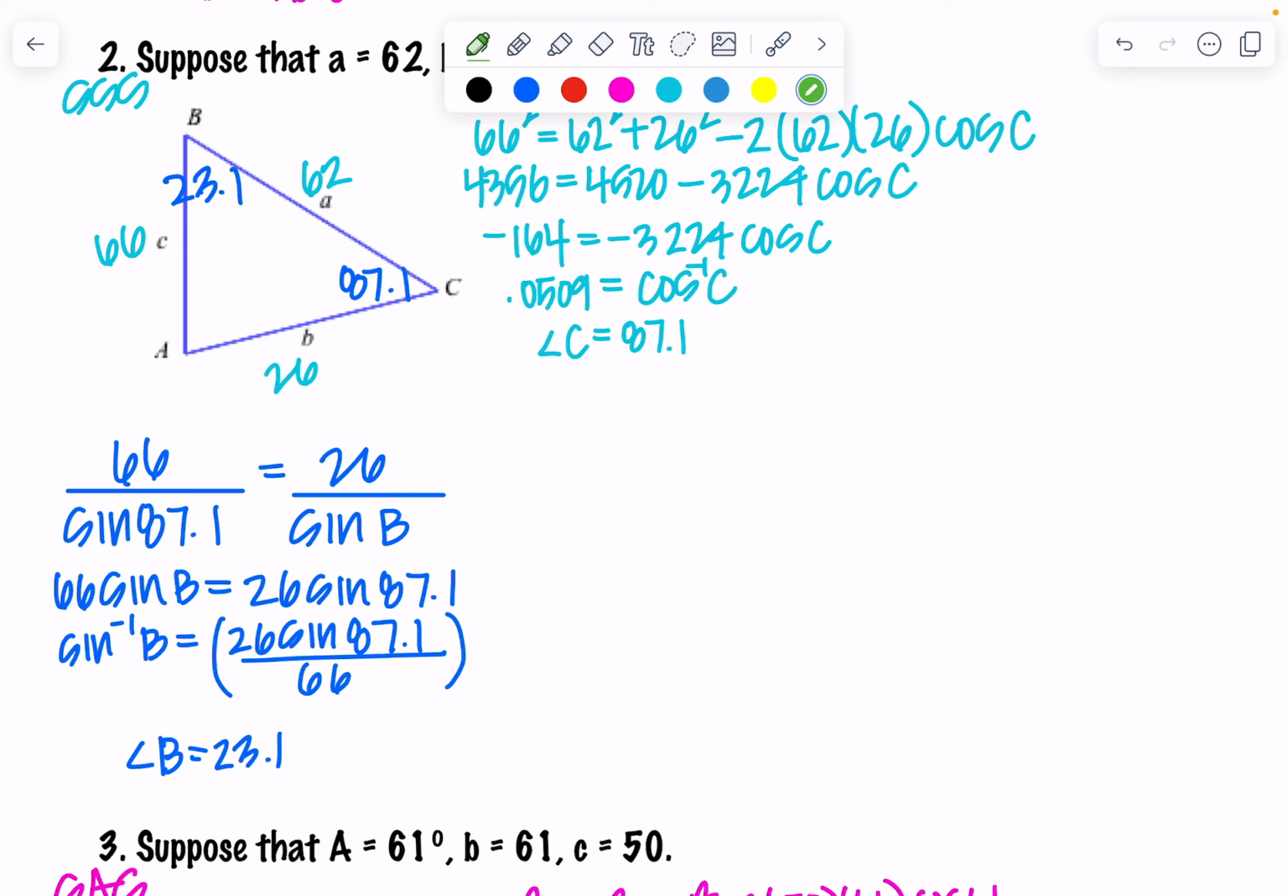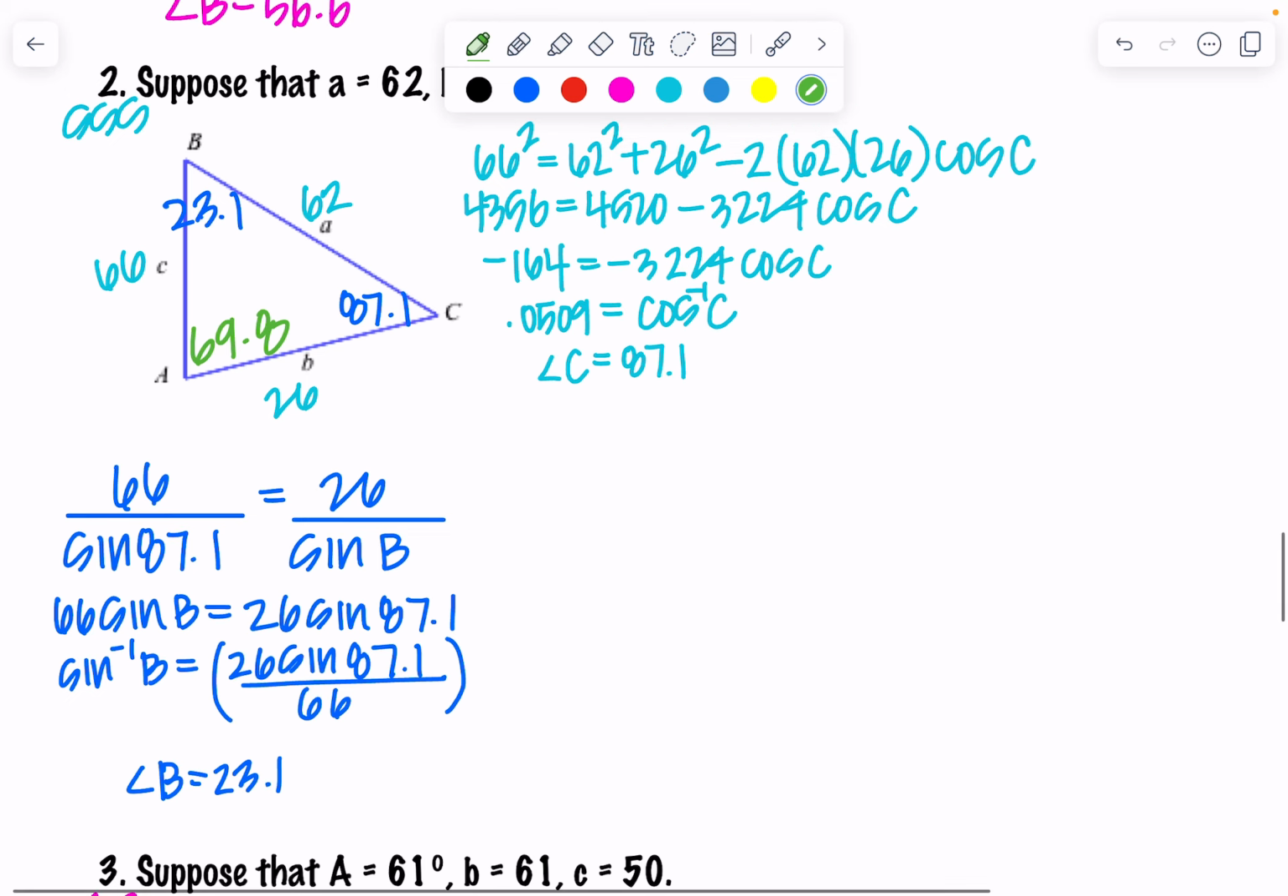And again, now we just are going to use basic 180 type of math to find the last angle. And we're going to get angle A, 69.8. Okay, so try number 3 all by yourself and then come back for your answer.